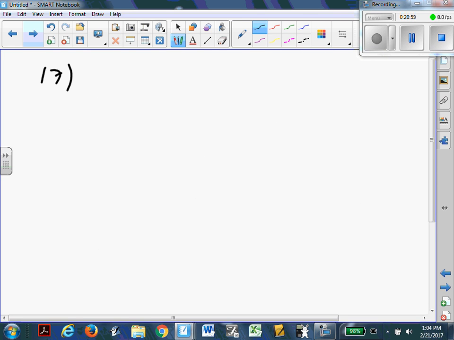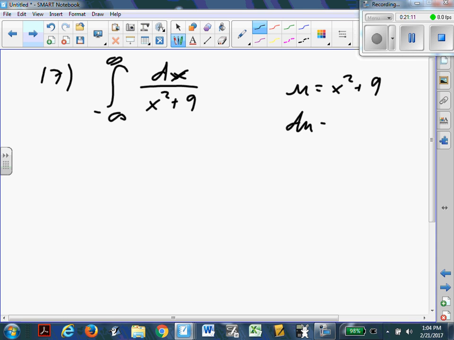Let's see, 17: integral from negative infinity to infinity of dx over x squared plus 9. So you should recognize at this point that if we try to do a U substitution, we fail. And we fail because our dx is here, but we don't have an x to go with it. There's no x there, so I can't use a U substitution. Instead, you have to recognize that this is one of those inverse trig guys.